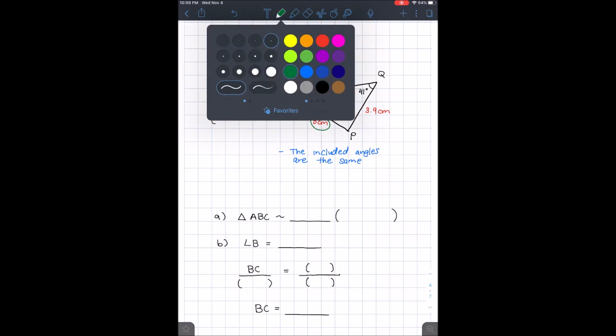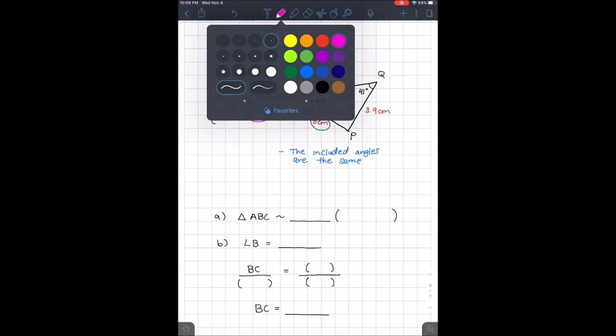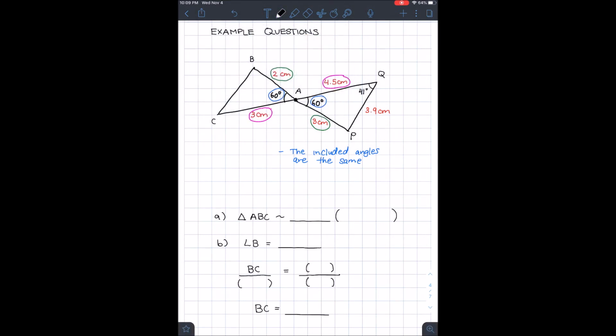So that means that the other pair must be 3 centimeters and 4.5 centimeters. Now let's write our fractions. 2 over 3 and 3 over 4.5.